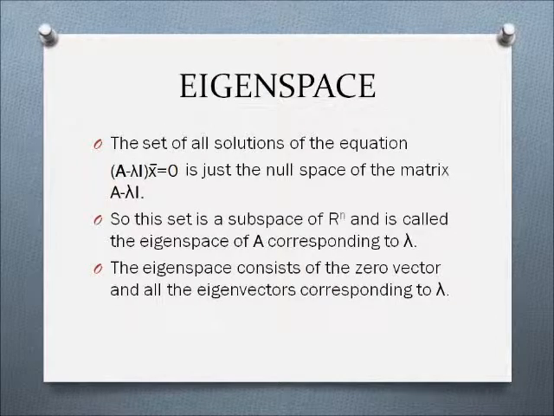Which brings us to our eigenspace. Now the eigenspace is merely the null space of the matrix A minus lambda I. So this is going to be the set of all solutions of the equation A minus lambda I times x is equal to 0. Therefore, your eigenspace is going to consist of the 0 vector as well as all of the eigenvectors that correspond to lambda within your equation.